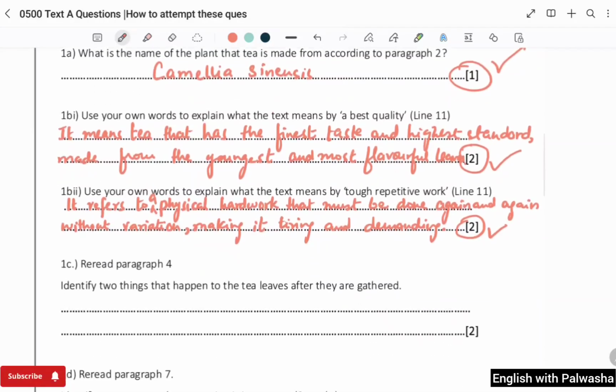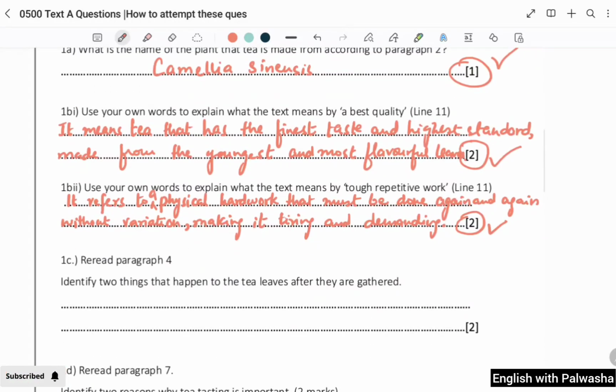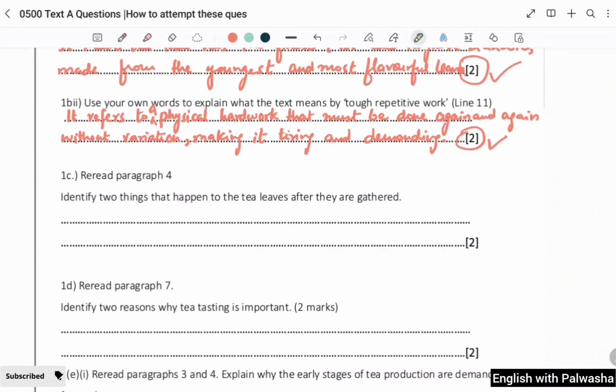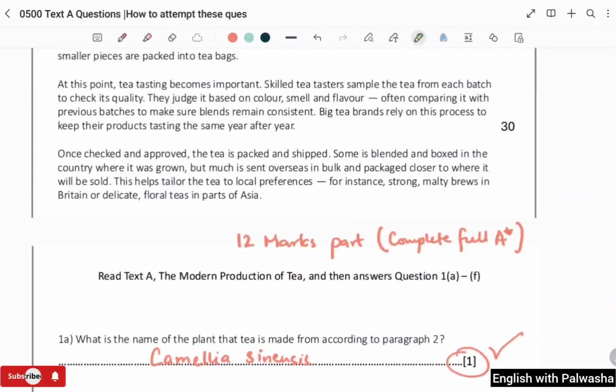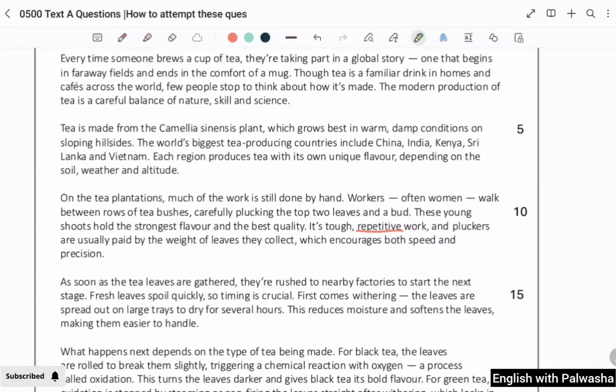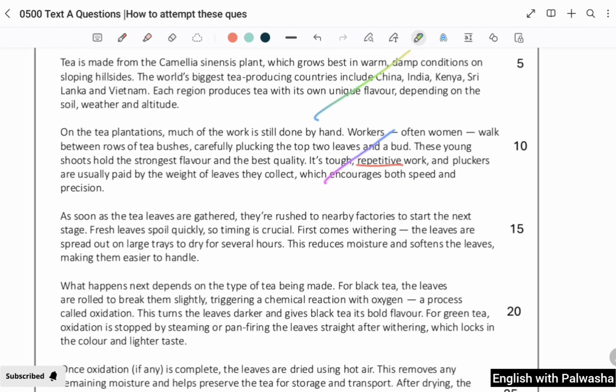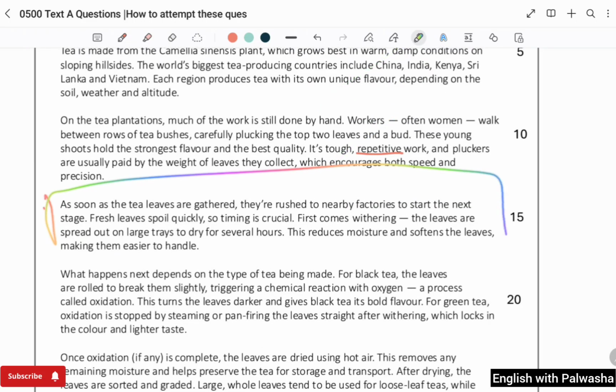Till here you have achieved altogether 5 marks if you will be answering in the way I'm guiding you right now. Now, my dear students, the next question is, reread paragraph number 4, identify 2 things that happen to the tea leaves after they are gathered. You just have to identify 2 things from paragraph number 4. They said, not paragraph 1, 2, 3, it's just paragraph number 4 which you have to read.